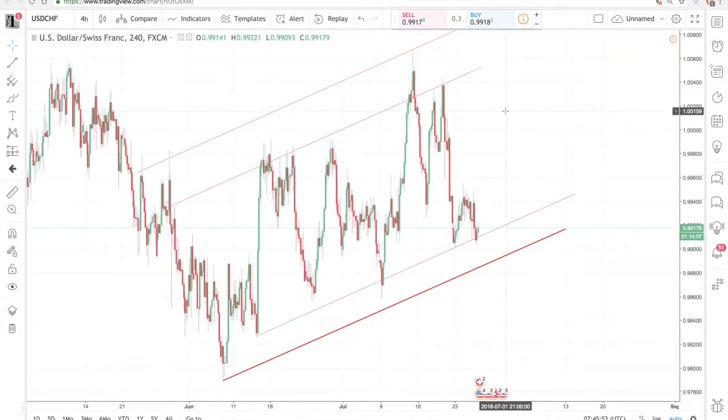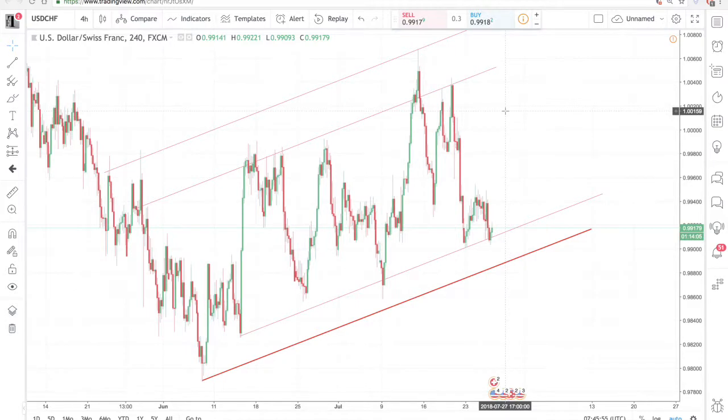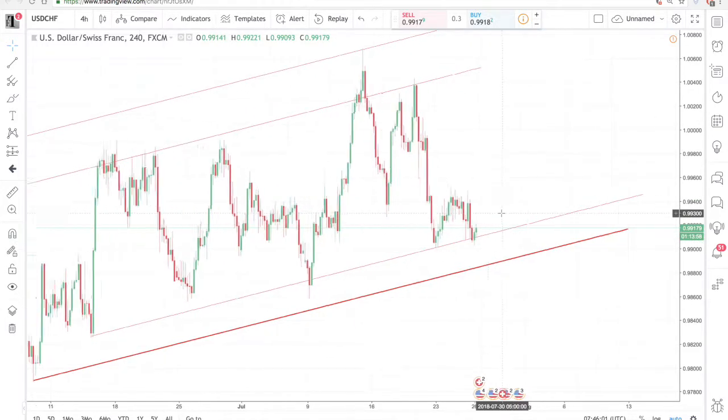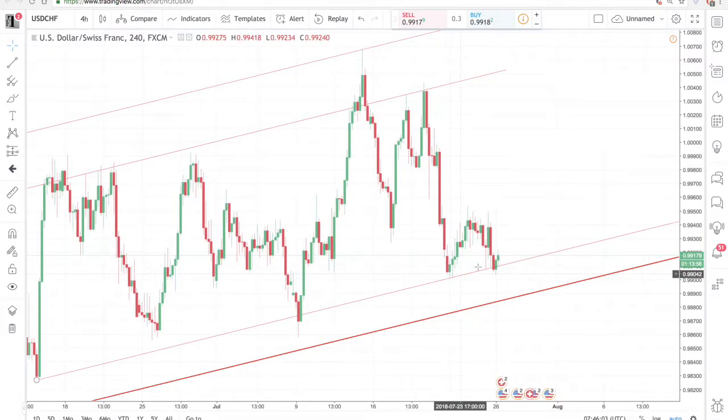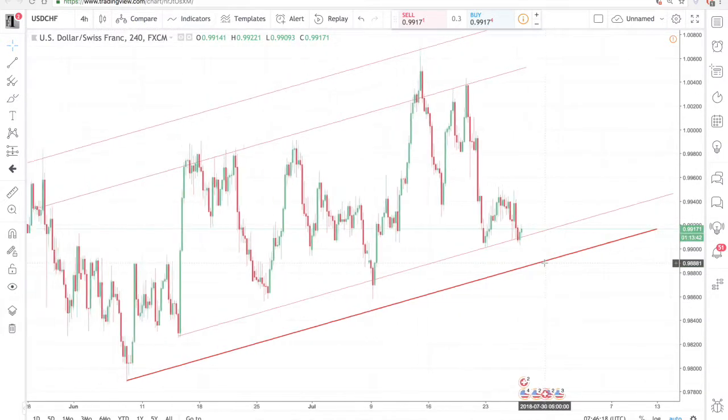Now let's look at the final pair here, which is the US dollar against the Swiss franc. Once again, we also see that price is testing major support. We can see here price has touched support multiple times, and of course I'm looking at the 4-hour chart here. So this is again indicating the market is literally waiting for more data to come out before we really see any changes in price direction.